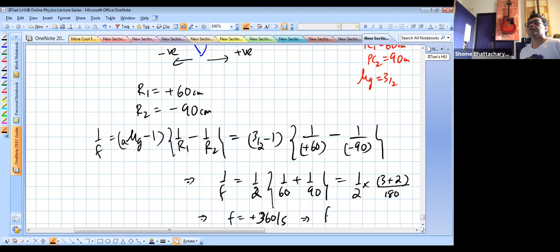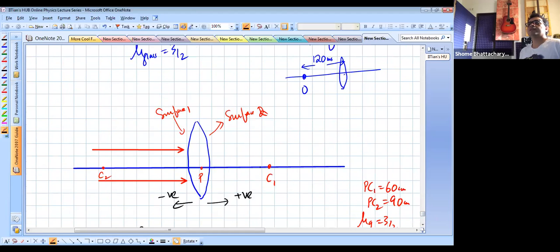Or the focal length becomes positive 72. Now we have to interpret this correctly. What does the positive sign of the focal length mean? It means that the focal position is on this side. This was in fact 60 centimeters, so it's somewhere here. This is the focal position. That's what we mean by getting focal length as positive 72 centimeters.